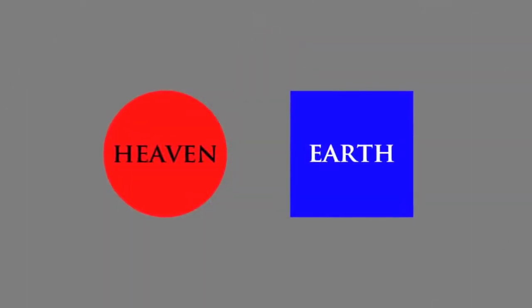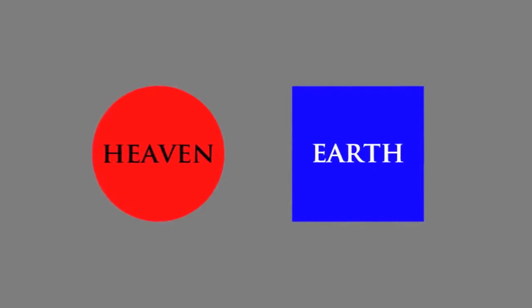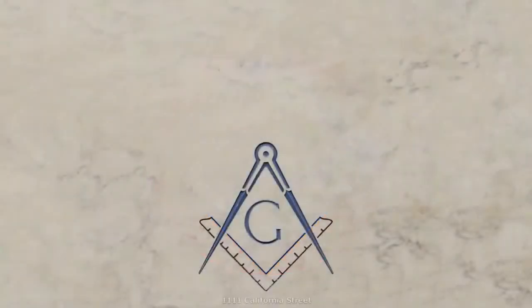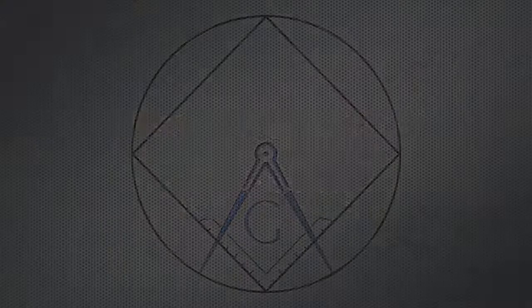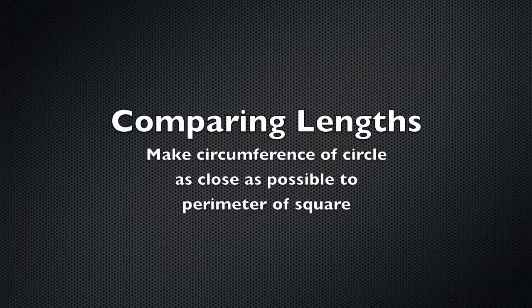The circle is traditionally a symbol of heaven, and the square a symbol of earth. The reconciliation of opposites, such as heaven and earth, or the limitless with the limited, is the challenge of squaring the circle. The Freemasonic emblem of compasses and square obviously suggests drawing a circle in a square. The first method of reconciling a square with a circle is by comparing lengths.